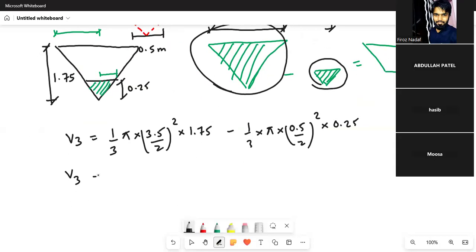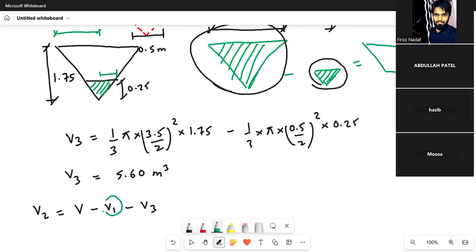Volume of hopper bottom is equal to 5.60 meter cube. Okay, so what will be the V2? V2 equal to capital V minus V1 minus V2. Sorry, minus V3.